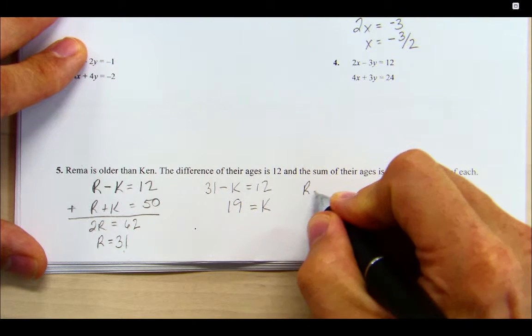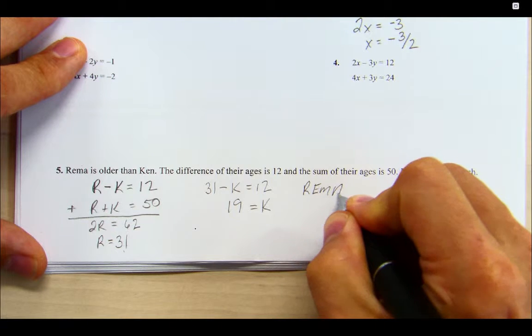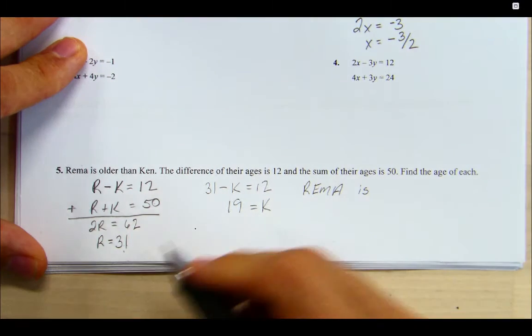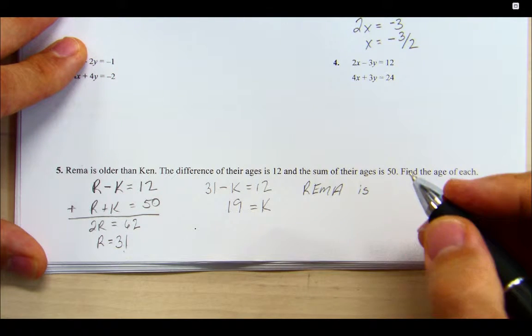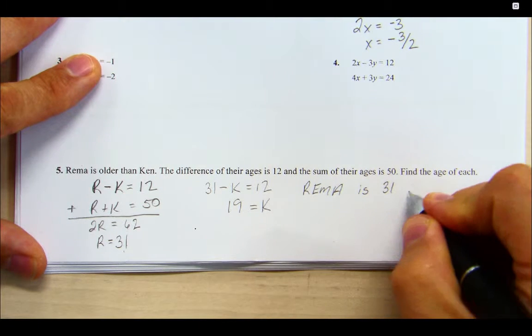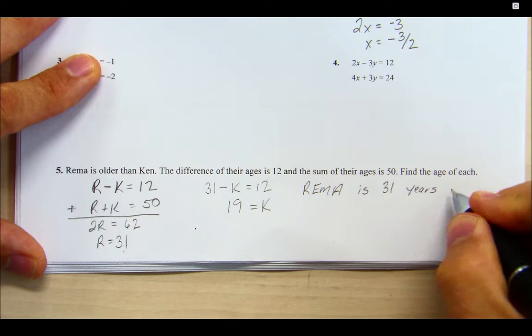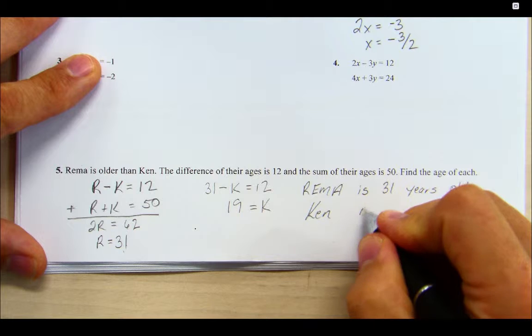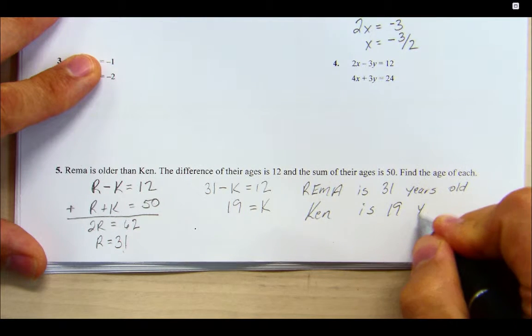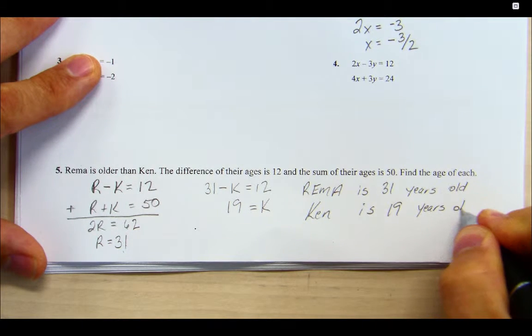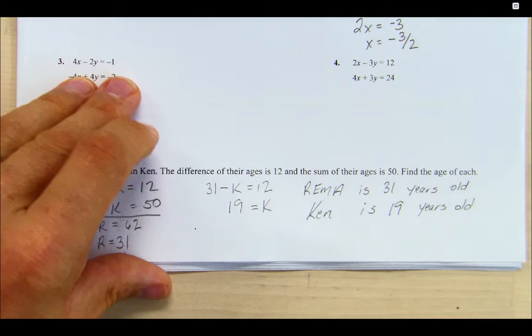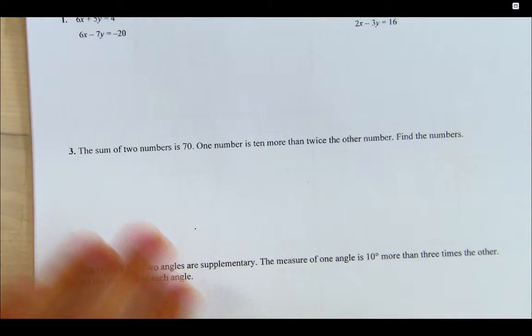So just to sum it up here, you always want to write your answer in a bit of a sentence or a statement here. So we know that Rima is 31 years old and Ken is 19 years old. Looks pretty good. All right, let's give that a flip and see what's on the other side here.